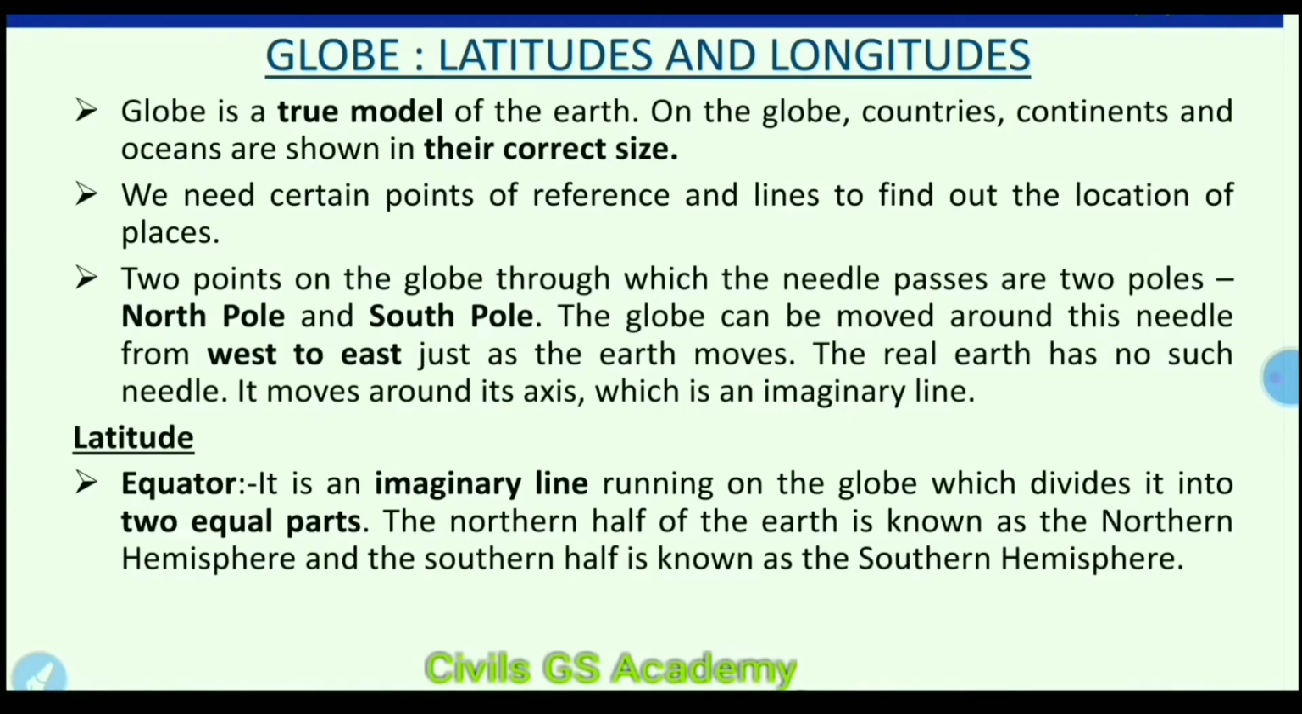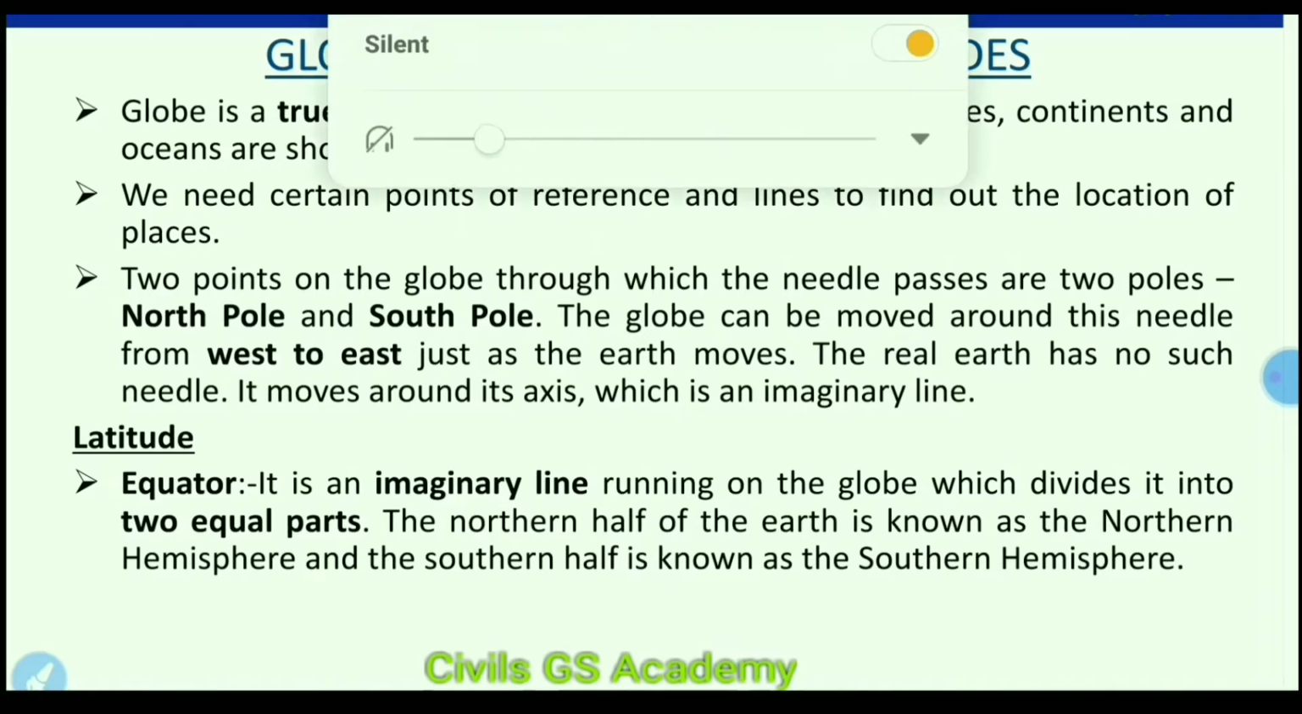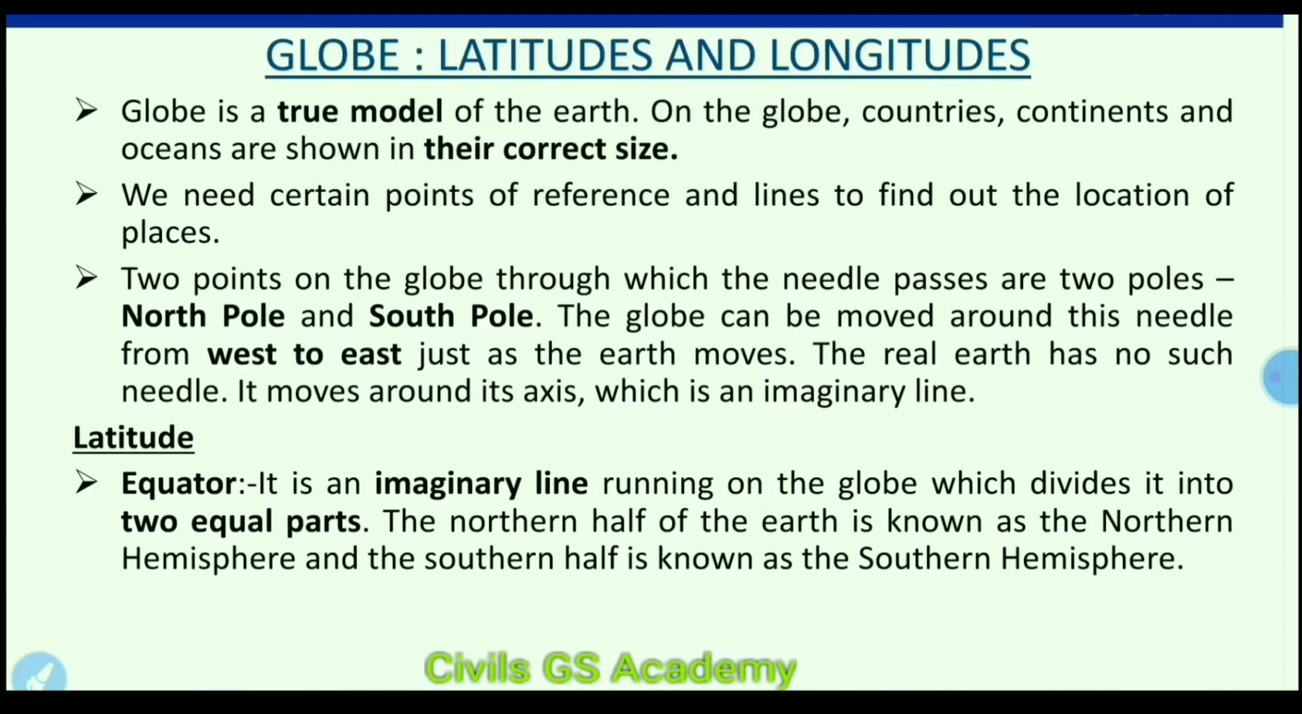Today we will discuss globe, latitudes and longitudes, which is chapter 2 from the class 6 NCERT geography book. In this video we will discuss the facts, figures and concepts of NCERT which are important from UPSC, UPPCS and other competitive examinations. At the end of the video we will discuss important questions from the NCERT book and some questions prepared by me based on the video lecture. Let us directly come to the point.